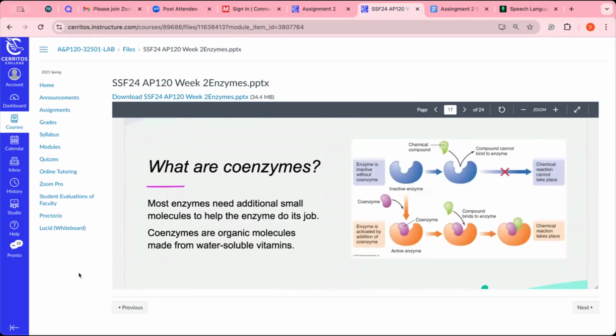Okay, now what are coenzymes? Okay, so coenzymes are additional small molecules. They're like enzyme helpers that help the enzyme do its job. Coenzymes are organic molecules, made from water-soluble vitamins. Okay, not all vitamins are water-soluble, but they're made from water-soluble ones.